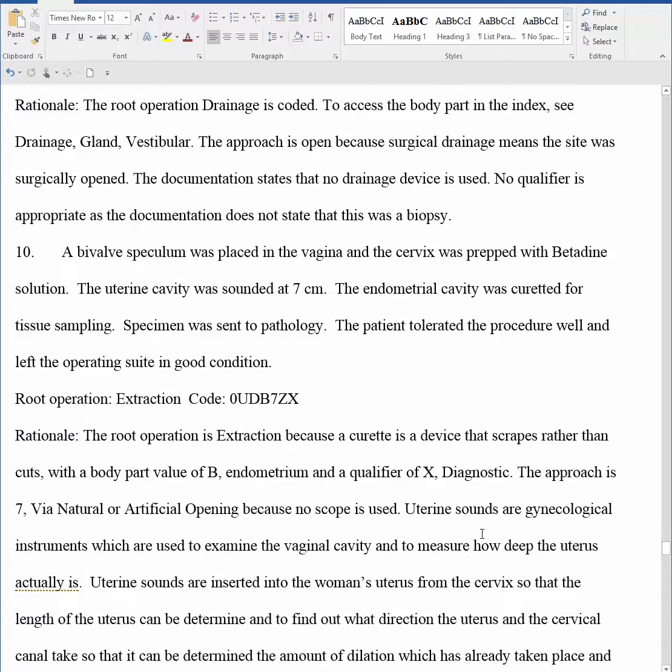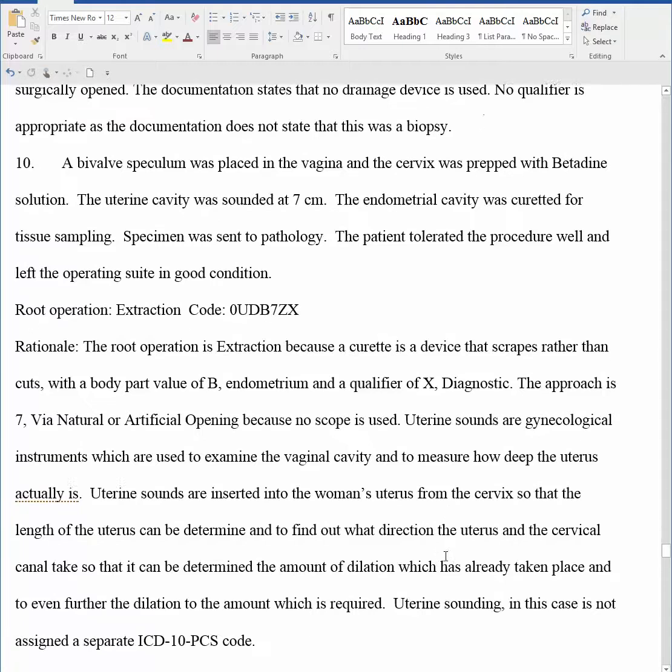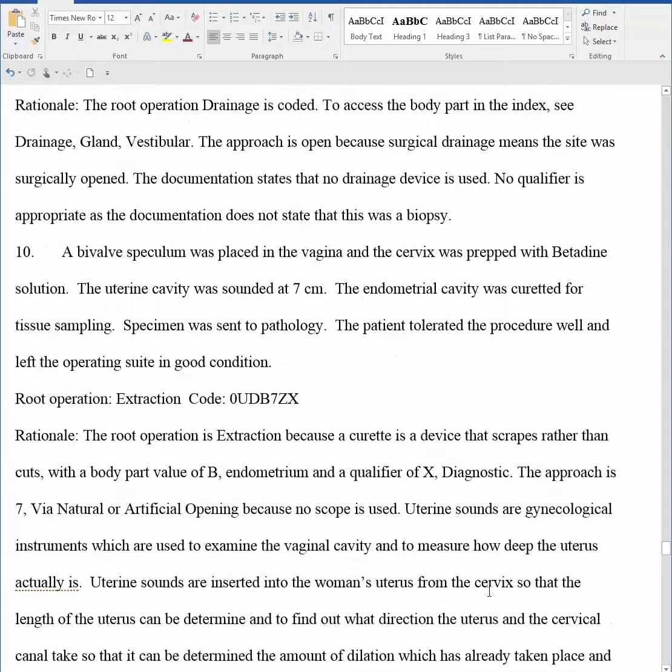The uterine sounding is not coded separately. That is, again, a procedure to see how deep her uterus was. They use an instrument, a uterine sound it's called. So we don't assign a separate code for that.